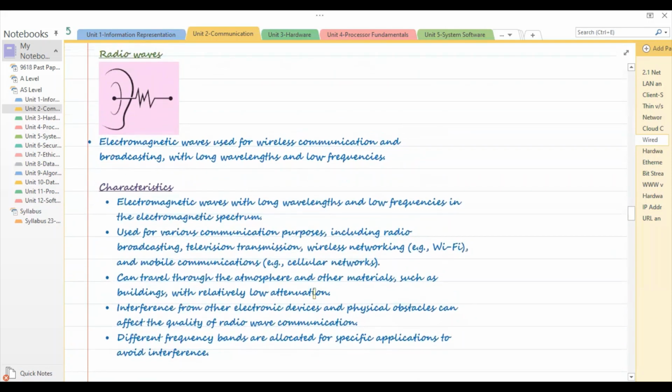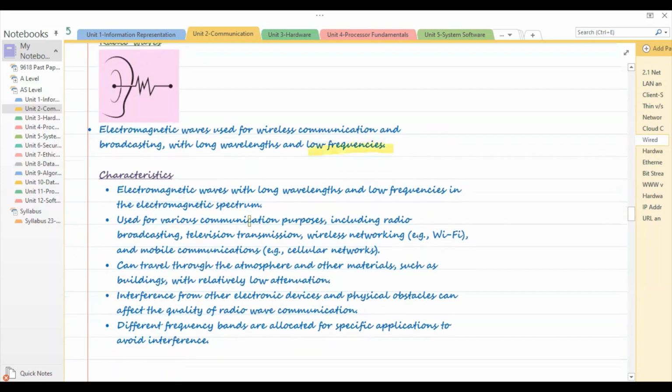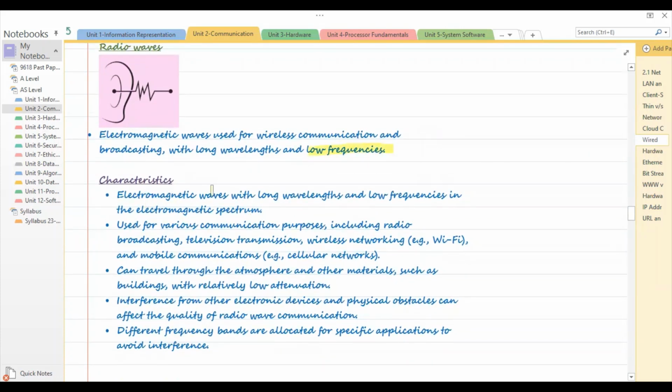Next is radio waves. Now, the next wireless medium is radio waves. Here, electromagnetic waves with long wavelengths and low frequencies are used for wireless communication and broadcasting. Let's have a look at the characteristics of radio waves. Electromagnetic waves with long wavelengths and low frequencies are used in this transmission medium. It is used for various communication purposes, including radio broadcasting.